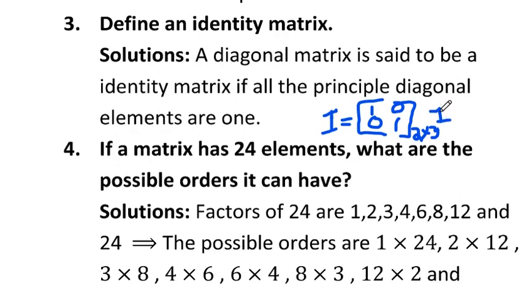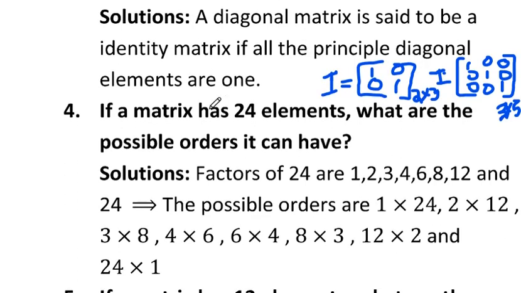Identity matrix of 3 cross 3 will be like this: the principal diagonal elements are equal to 1. Here 1, here also 1, here also 1. Rest of the elements are 0. 0 here, 0 here, 0 here, and here also 0, 0, 0. And this is an identity matrix. What is the order of this matrix? 3 cross 3. The order of this matrix is 3 cross 3. And this is the definition of identity matrix.